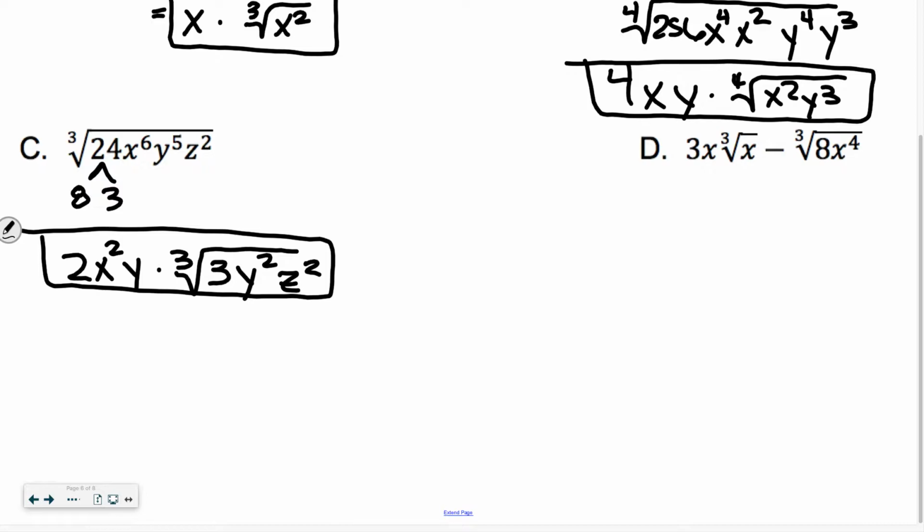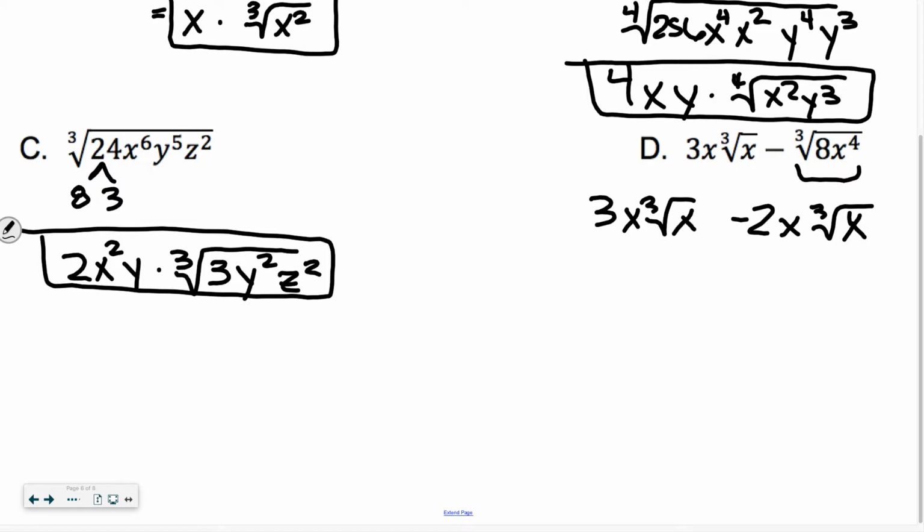Which then leads me to D. D is a subtraction problem, but right now they don't look like terms. Over there in D, I can't subtract 3x cube root of x from the cube root of 8x to the 4th. Those are totally different, but I can try to simplify the cube root of 8x to the 4th. The cube root of 8x to the 4th is 2x cube root x. And then I have 3x cube root x in front.